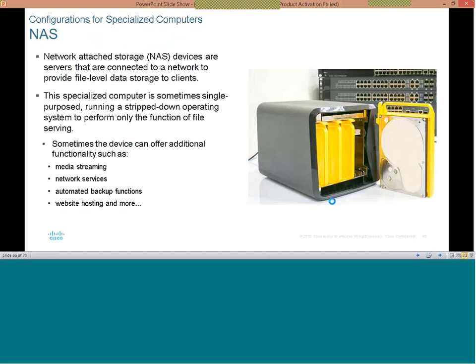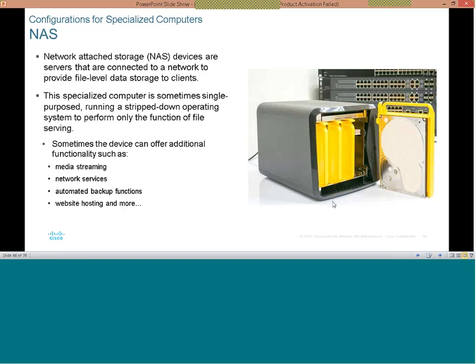So we have a network attached storage device. These are servers. They connect to the network to provide file level data storage to clients, which can be accessed anywhere in the day remotely. This specialized computer is sometimes single purpose, running a stripped down operating system to perform only the function of file serving. So what are we saying here? We're looking at another kind of storage, network attached storage, and systems can access it remotely from any location they are.